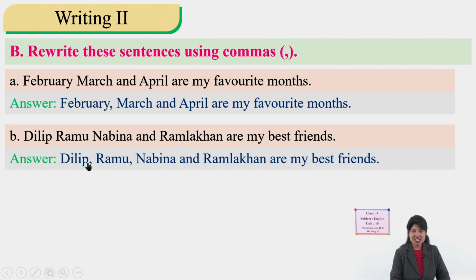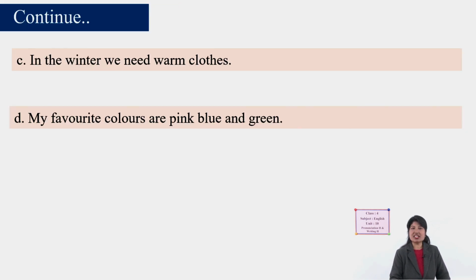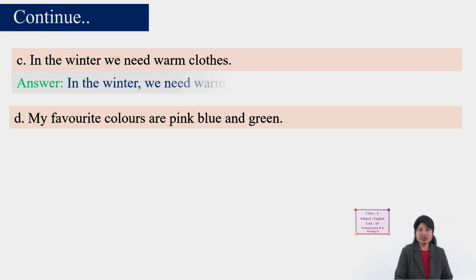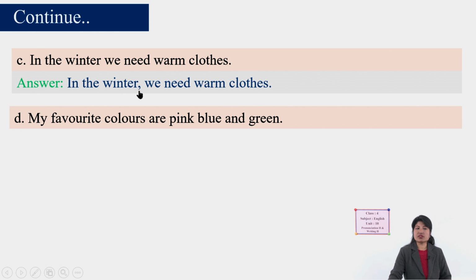Moving to number C and D. Have you gone through them already? Okay. In the winter, we need warm clothes. So, where is the comma required? Very good. We have two clauses over here, so for the separation of the clauses we also need a comma. In the winter, comma, we need warm clothes. So, here is the use of a comma.